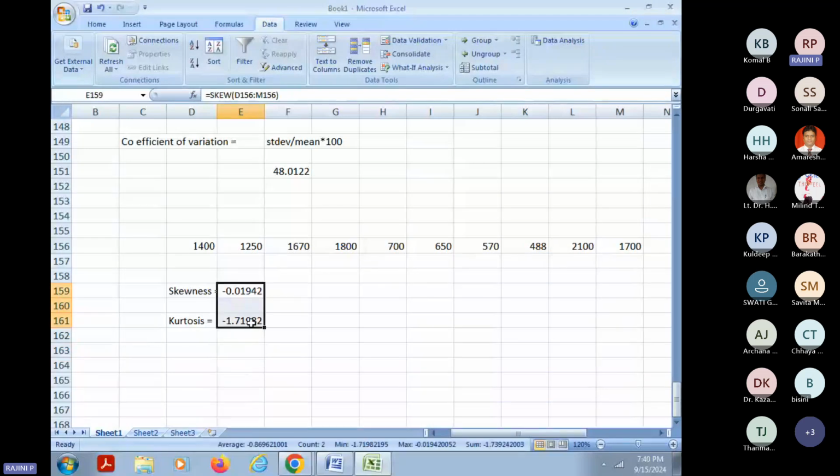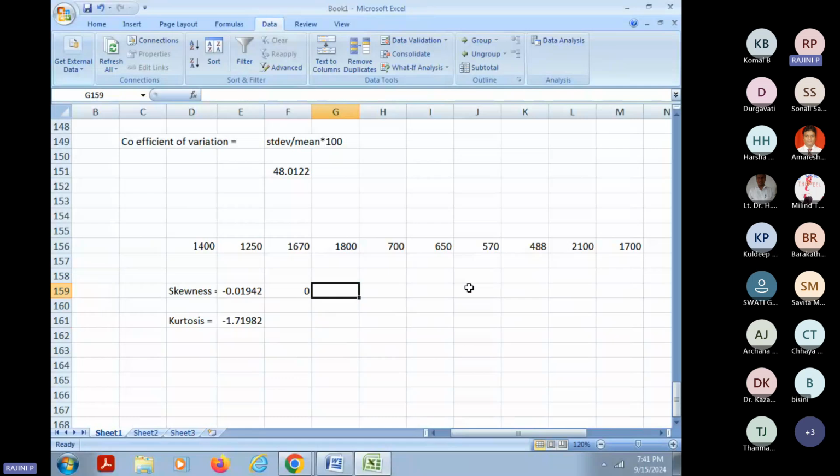Now there is a question. How can we give the conclusion? What is the use of this? Here, minus 0.01 means it is approximately 0 only. Minus 1.71 means it is minus 1.71. So you just check it. If the skewness value is equal to 0, that means the data has a symmetric curve.